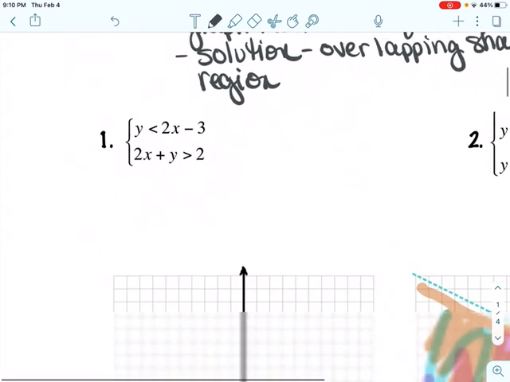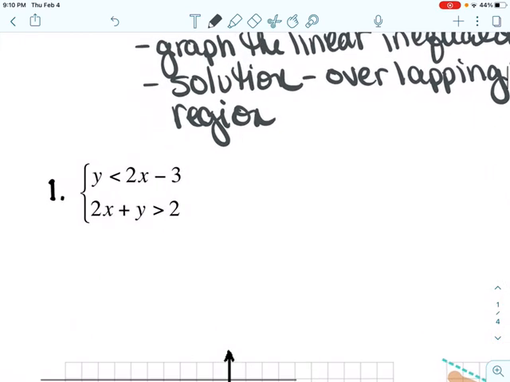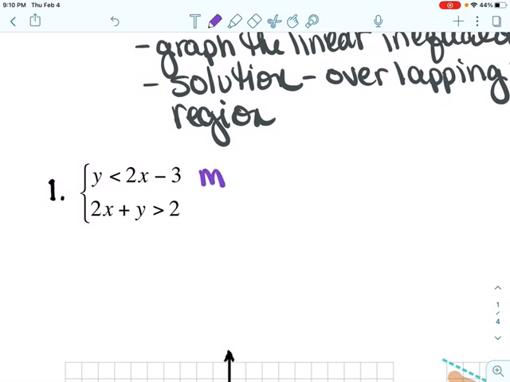Okay, so let's take a look at this first one. We're going to combine the y equals mx plus b graphing a line concept with the shading of our inequalities. Here we're going to state our slope and y-intercept, and I like to use colors. So m is 2, and our y-intercept is 0, -3.